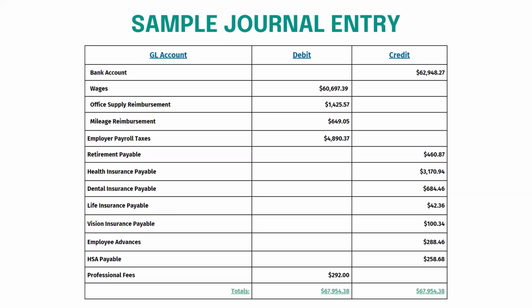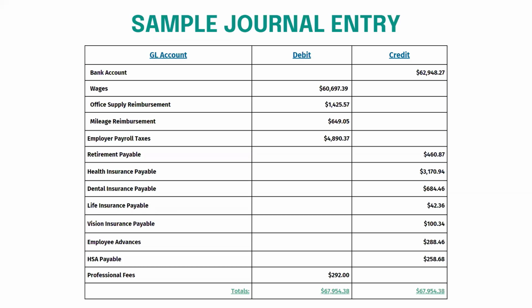And then the last expense item is the professional fees, the payroll fees that would go along with there. And that's an expense on the books as well. You can see in this journal entry, debits and credits always have to match. So those do match, which is great. And we've done a successful journal entry to post our payroll.